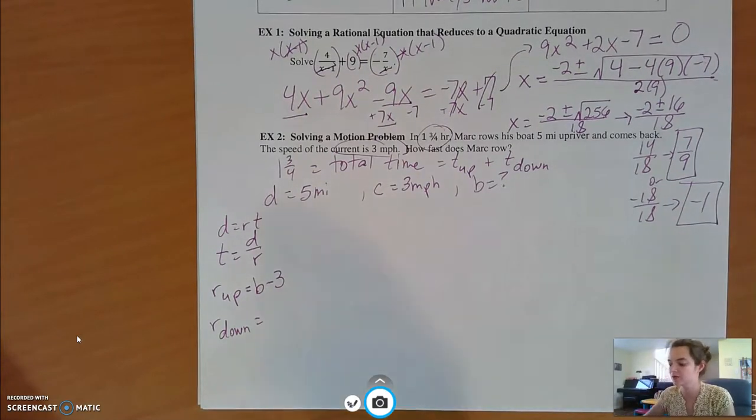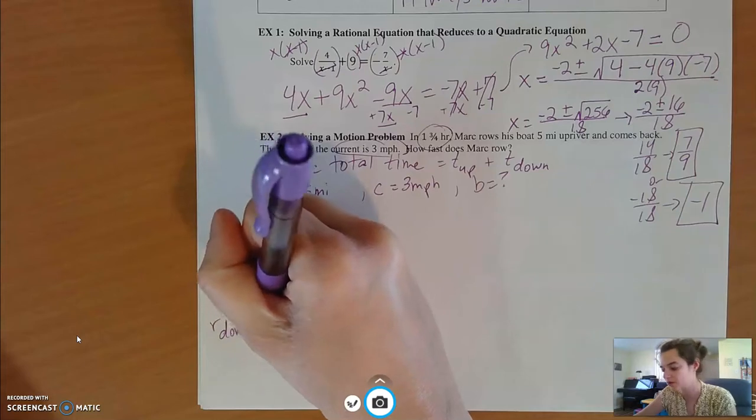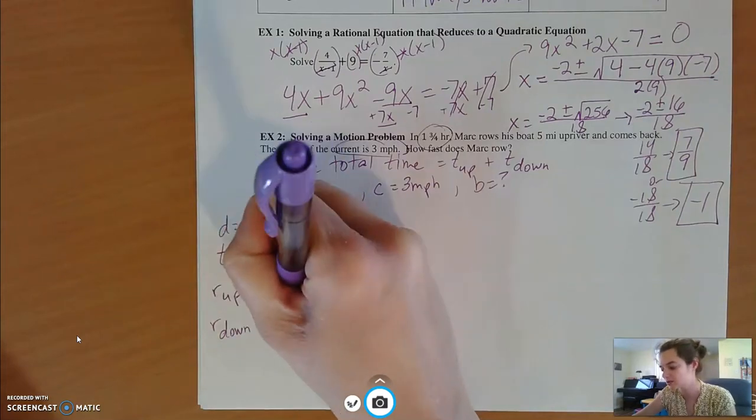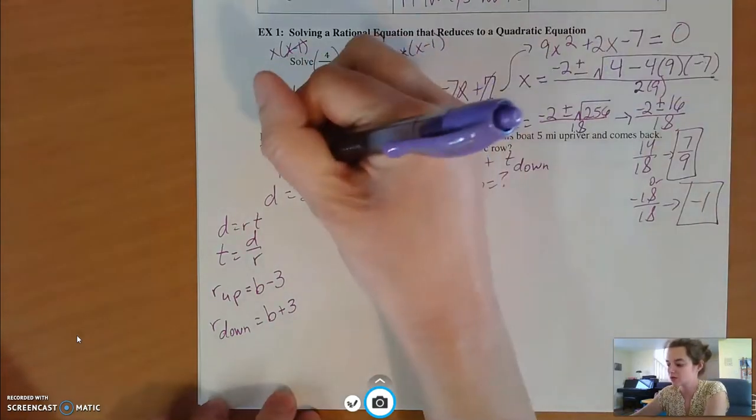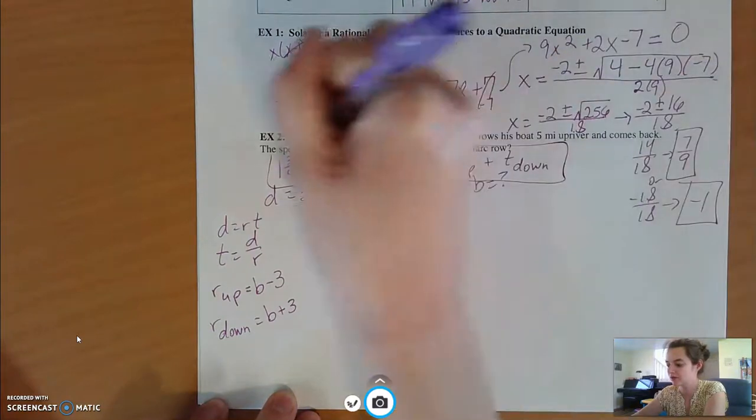The rate going downstream is going to be boat plus current, or for us, that would be boat plus 3 miles per hour, since we know the current is going 3 miles per hour. Let's put all of that together and get one equation. Okay? So I'm going to start with this idea up here.